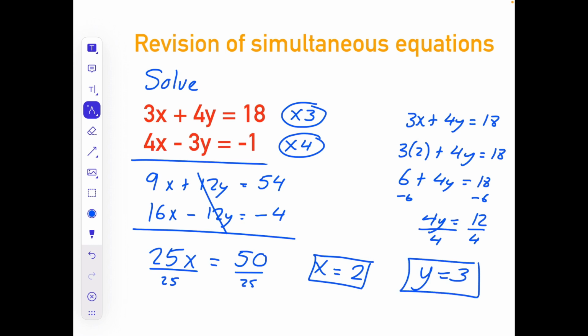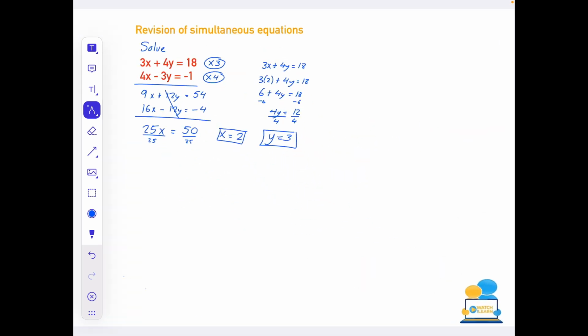Okay, now as I said, that is a very quick run through of what you would have done at junior cycle. If you are unsure, please stop this video now and go do some more work on that and then come back to the video. Okay, it comes up in various topics, those type of simultaneous equations for your Leaving Cert, but usually as part of a longer question.